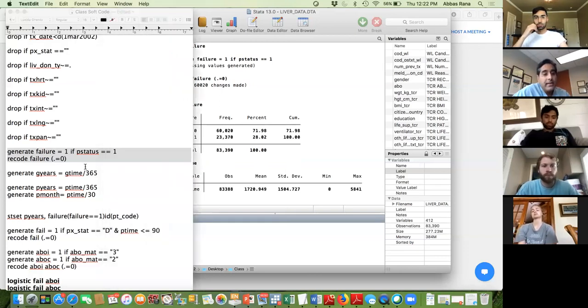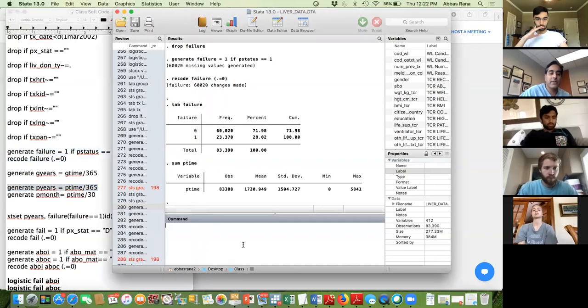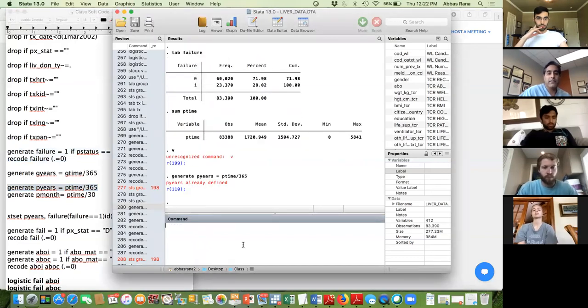Okay, and what I want to do though is change this into P years because it's just easier to do. That's how we look at Kaplan-Meiers. I already defined it as well, but I could.